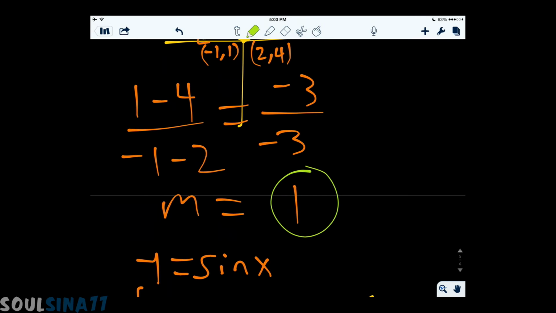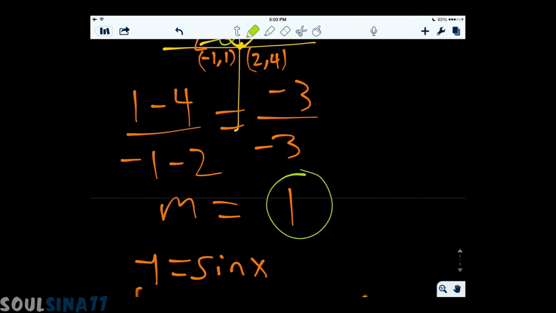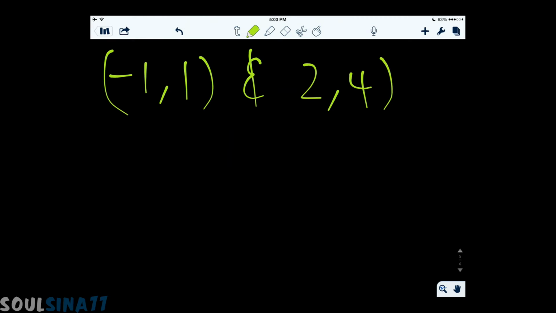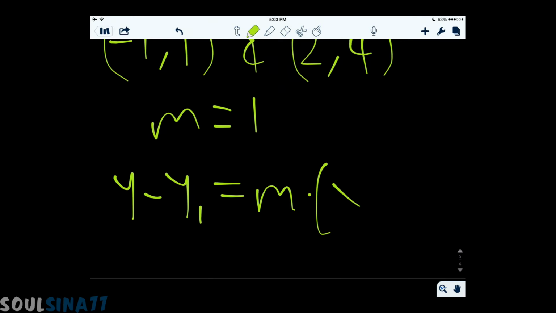So if we were asked to find the equation of this line, we'd simply come down here. So we have our 2 points, -1, 1, and 2, 4. And our slope equals 1. So we could use either of these points, and there are three methods actually, in which you could solve this. The simplest one is probably the point slope form. So we would say, this is the point slope form, y minus y1 equals m times x minus x1.